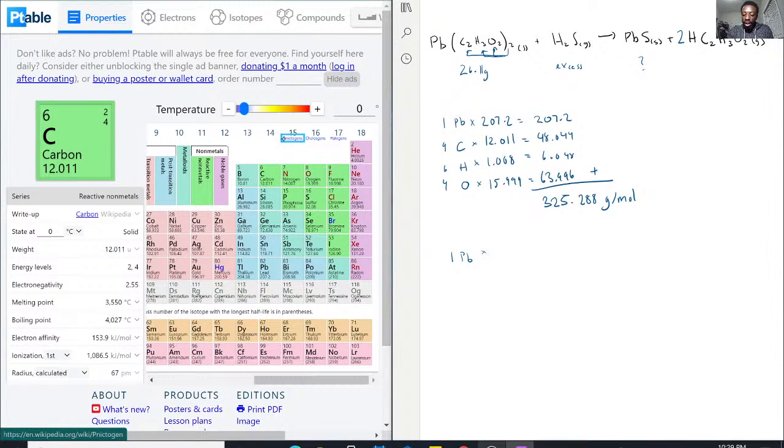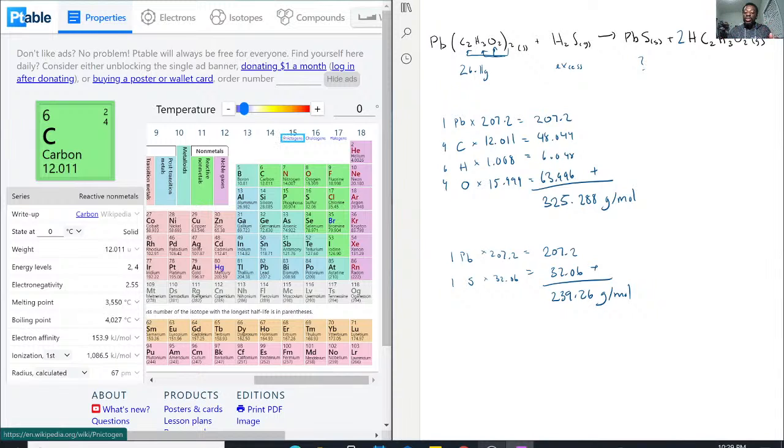And now for the lead sulfide, we need just 1 lead, and that's 207.2, and 1 sulfur, which is 32.06. So luckily, well, actually not so luckily, these numbers do vary quite a bit. So 207.2 plus 32.06, we get 239.26 grams per mole. Okay, so quite different.